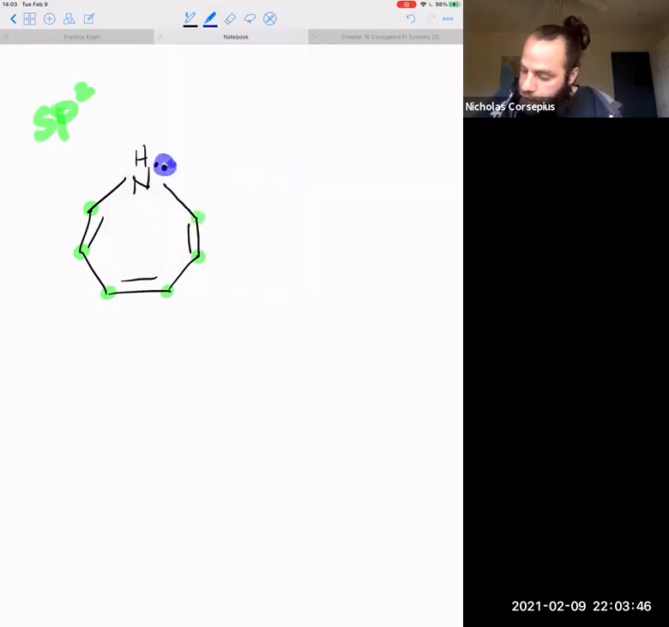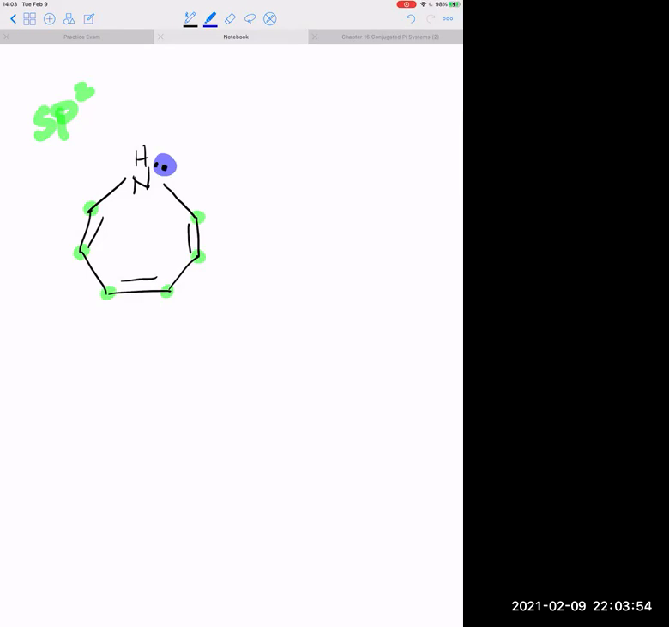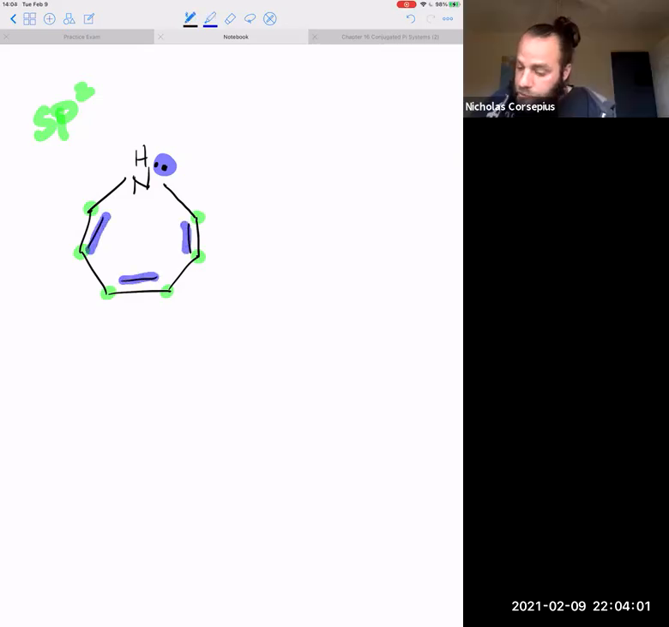If this pair of electrons was included in the ring, how many pairs of electrons would I have in that ring total? So that ends up being 4, which would violate Huckel's rule. Yes. So if this one was going to participate, that would make it anti-aromatic.